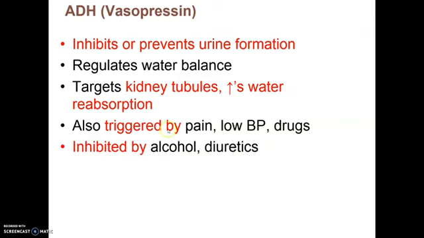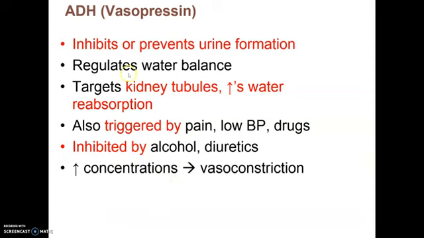ADH is inhibited by alcohol. So this is important to know. When we drink alcohol, ADH is inhibited, so more urine is formed, and as more urine goes out of the body, more water goes out of the body, and the blood pressure goes down. That is the reason we feel hangover symptoms.